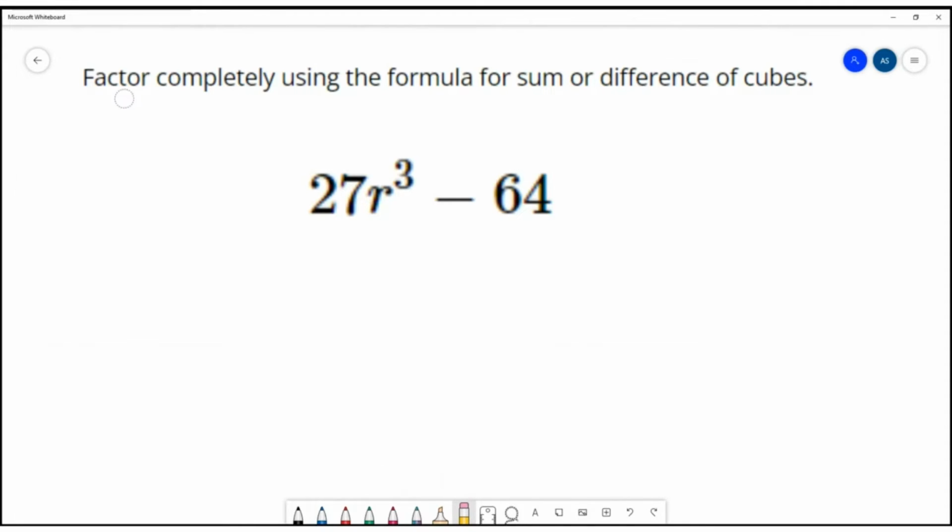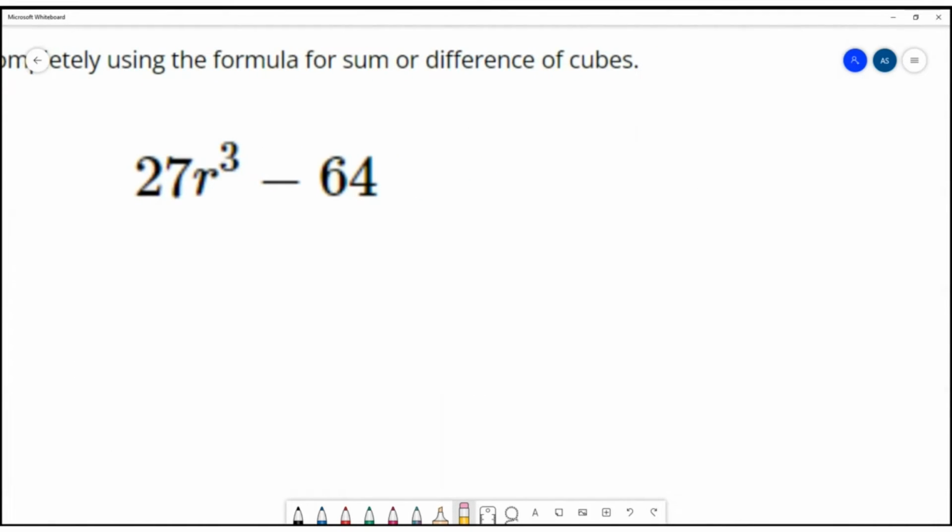For this question, we want to factor completely using the formula of sum or difference of cubes. We have 27r cubed minus 64. So taking a look, I don't see any common factors that I could factor out. And the directions do specify that I want to try to factor with sum or difference of cubes.